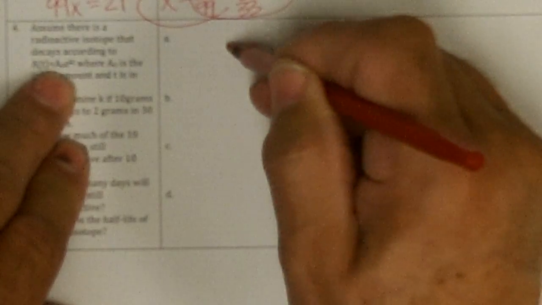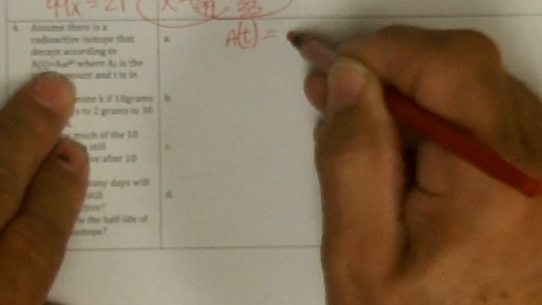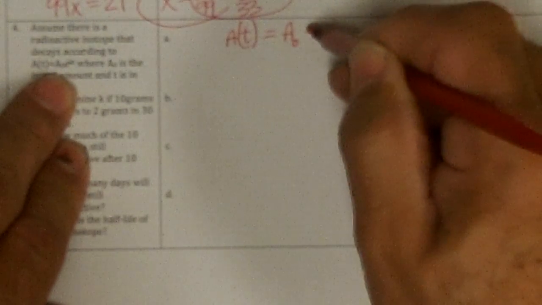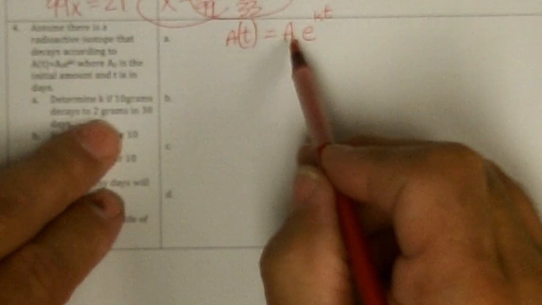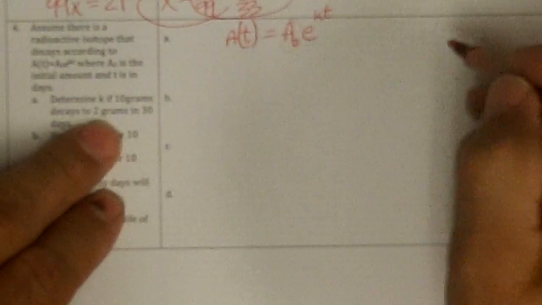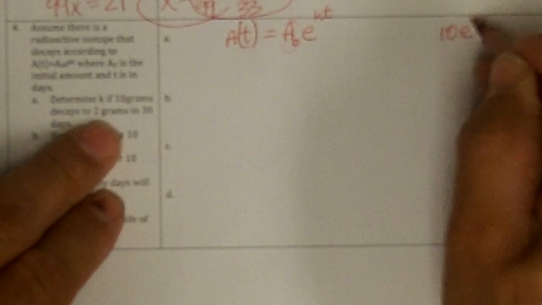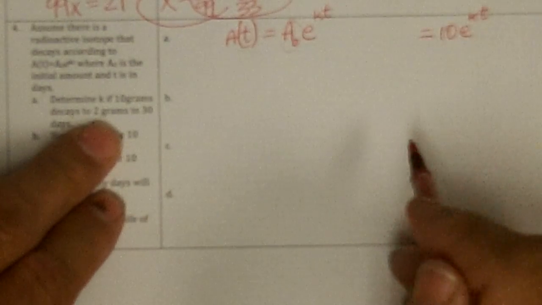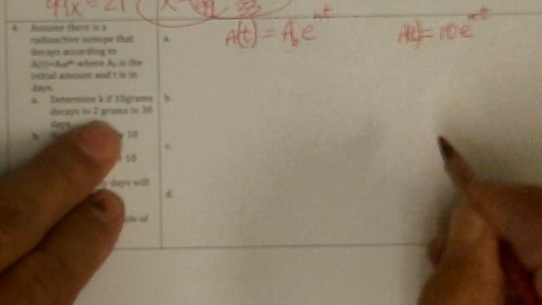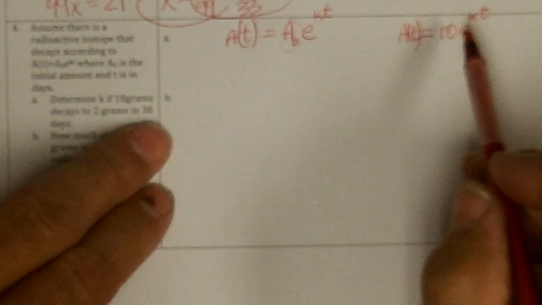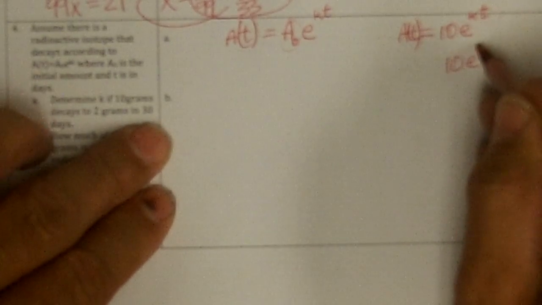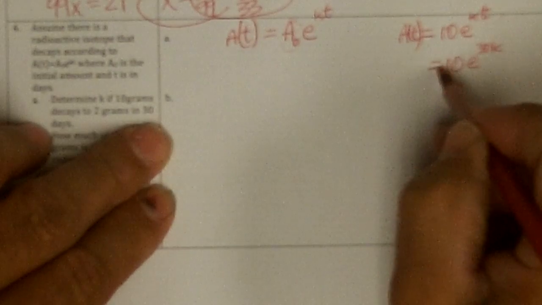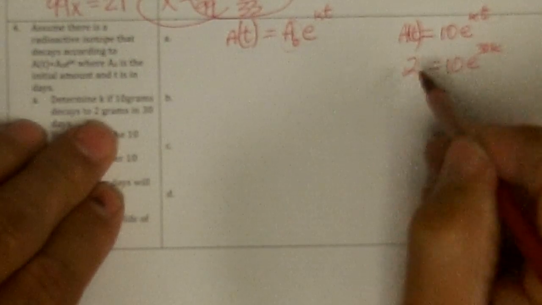So it went from 10, so the starting amount, so in this formula that says A of T equals A at the beginning, e to the KT, and in the beginning it was 10, so I replace A sub 0, the beginning amount, with 10, e to the KT equals A of T, and then after 30 days, and T was days, so if I put 30 in for the T, so I'll have 10 e to the 30K, the amount that was left is 2 grams.